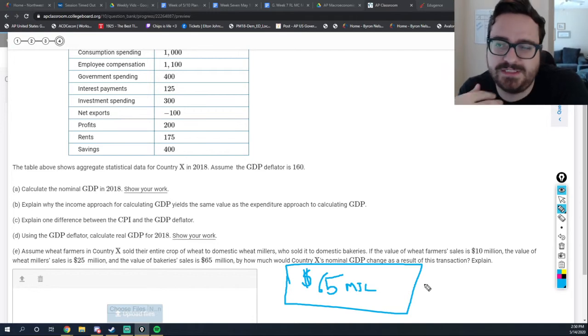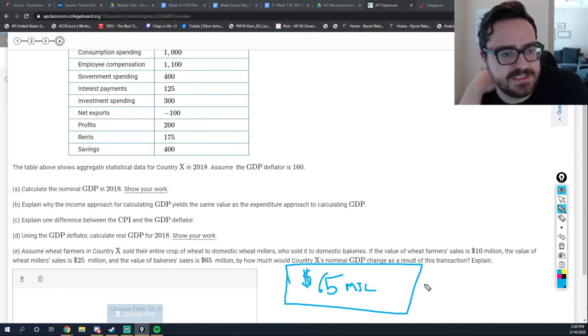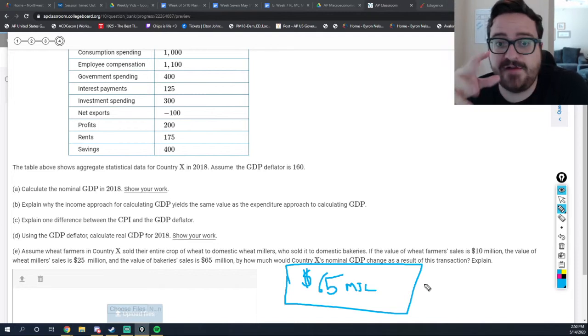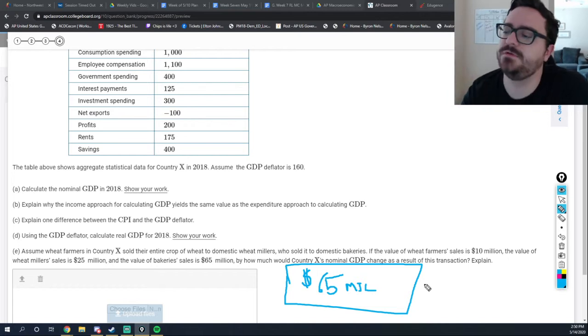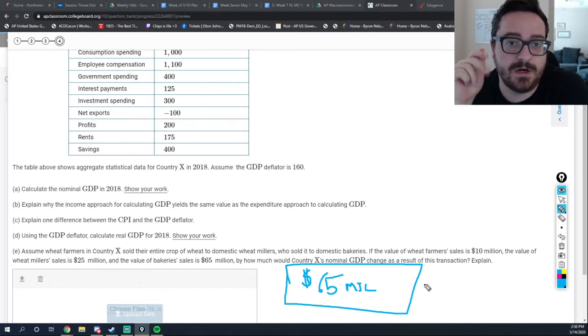We don't count those, because if you did, you'd basically be counting the stuff twice. Because that 65 million includes the pricing of the wheat and the miller stuff. Like the bakery has to make a profit, so they're paying for those other things. They have to be able to make money off of it. So 65 million is your final actual numerical add-on.